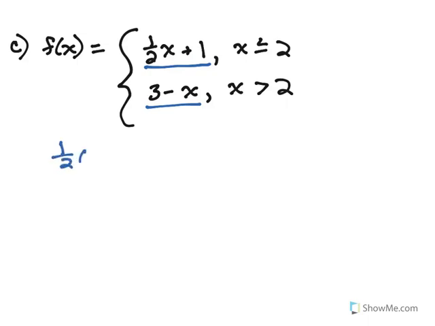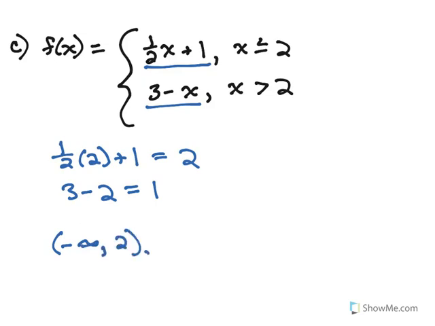So if I plug a 2 into row 1, I'm going to get 2. If I plug a 2 into row 2, I get 1. So if I'm drawing this piecewise function, I have to pick up my pencil when x equals 2 and move somewhere else. So we have a discontinuity there, and if we want to describe where it is continuous, we would say, well, it's continuous from negative infinity up till 2, and then it's continuous from 2 on to infinity, but not at the point 2.